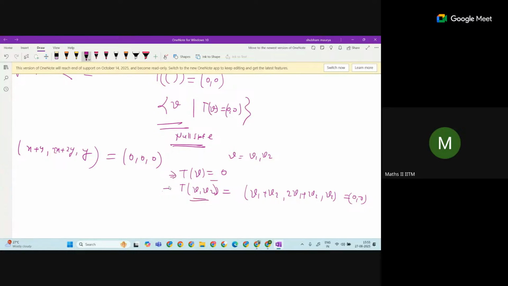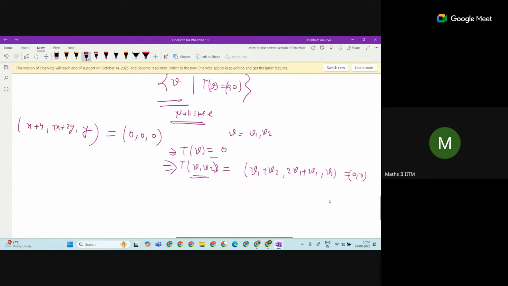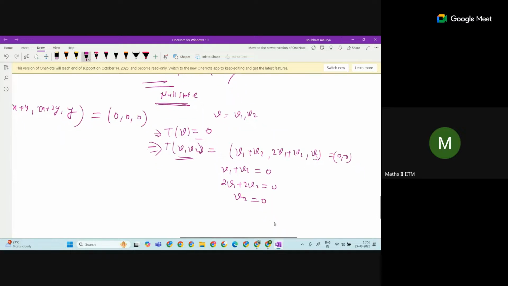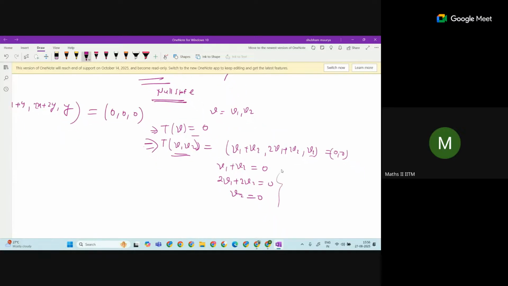So let's proceed with that. This is equal to 0. So you get v1 plus v2 is equal to 0, 2v1 plus 2v2 is equal to 0, and the last one will give v2 is equal to 0. So you got a system of linear equations.